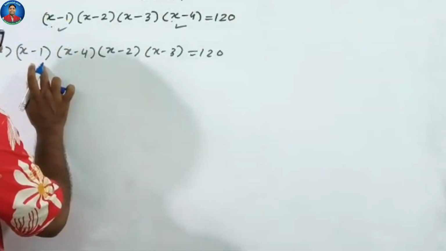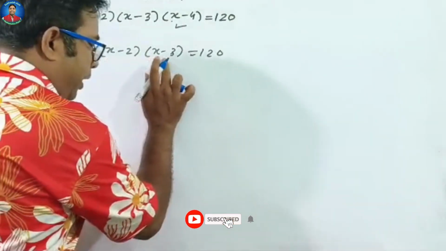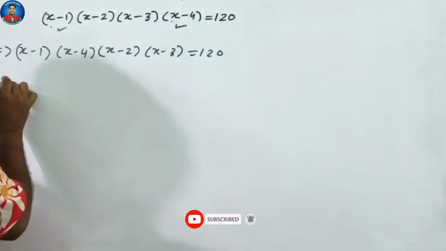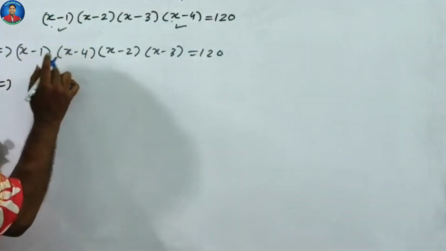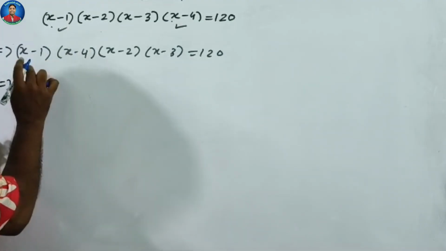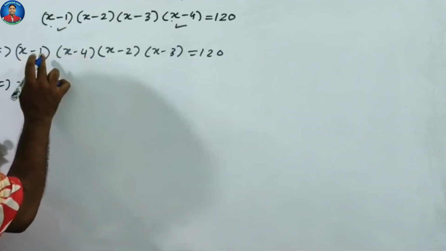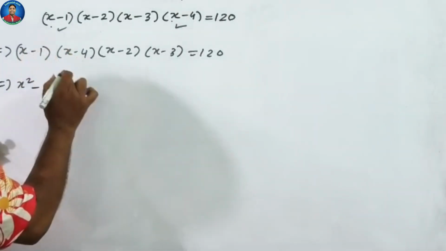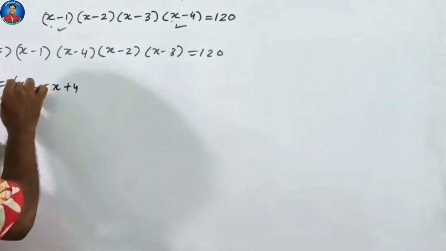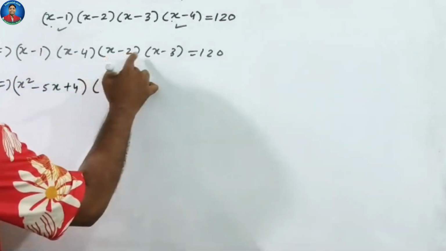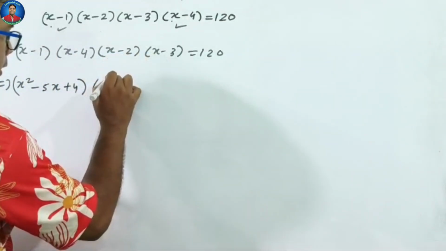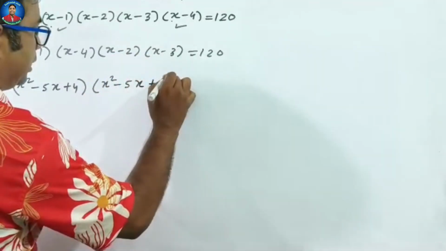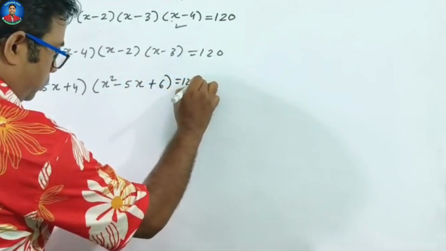Now, if we multiply this part and if we multiply this part, we shall get some common part. So let us multiply it. If we multiply the entire part, it will be x square minus x minus 4x, it will be minus 5x. Minus 1 into minus 4 is plus 4. Okay. Now, if we multiply this one, this is x square minus 5x plus 6 equal to 120.